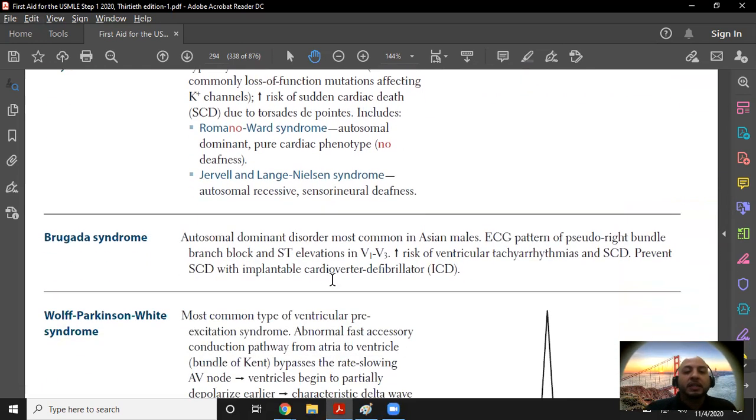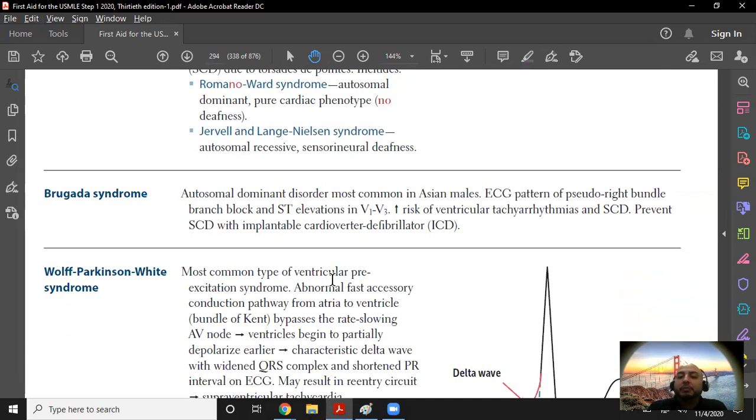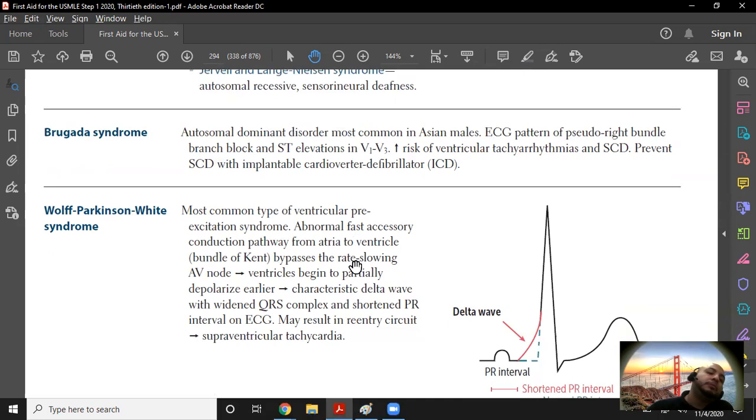Okay. Brugada syndrome is just a right bundle branch block seen in Asian males. That's all I have to say in regards to that. Okay. Right bundle branch block. Remember, in regards to splitting, if I have a right bundle branch block, it can cause widening of the splitting.